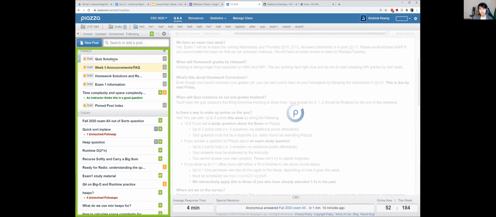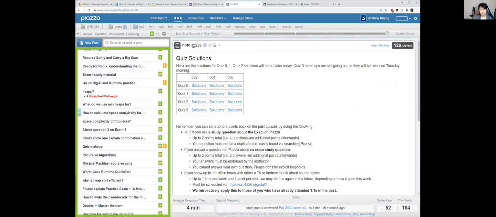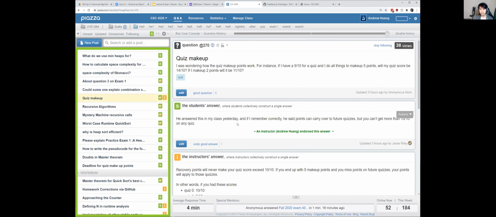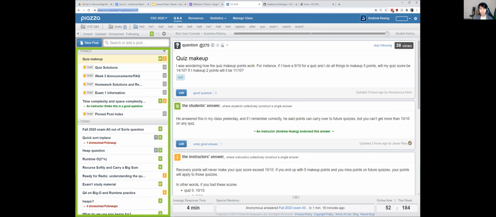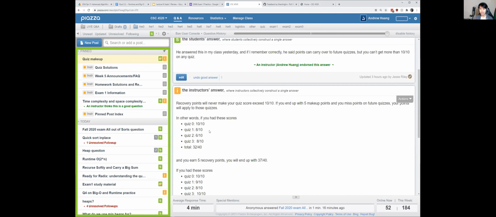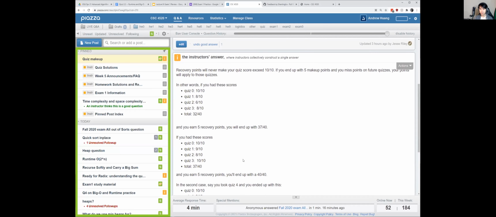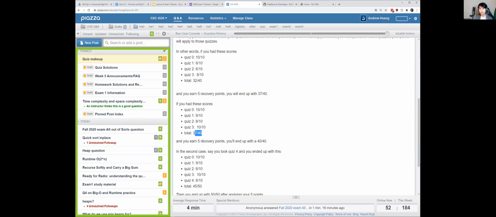If you have any questions about the mechanics, the details, I think someone asked this here, might help. Actually, let me just go and pin this so that people can find it. But basically, recovery points work like this. Let's say you took 4 quizzes, that means each one is worth 10 points. And if you have 32 out of 40, for example, originally, then you'll end up with 37 out of 40, right? And if you have 37 out of 40 and you earn 5 recovery points, you'll actually end up with 40 out of 40.